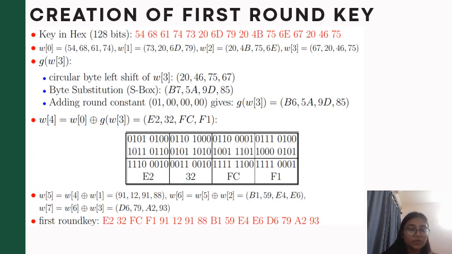For finding W5, we'll do an XOR operation between W4 and W1. We'll do this until we get all the keys, like till round 10 we need W40. So till then we'll do the XOR operation in order to get keys at every step.